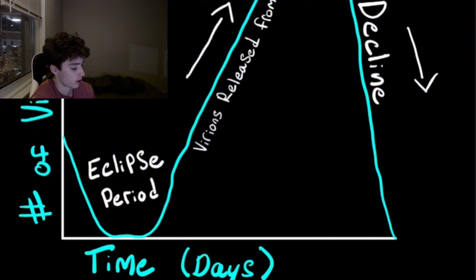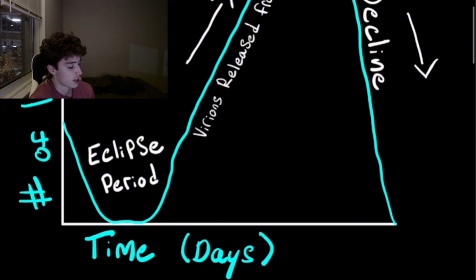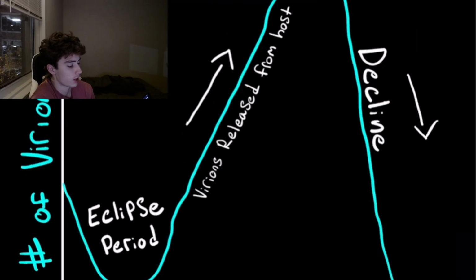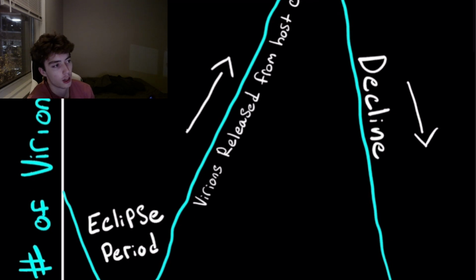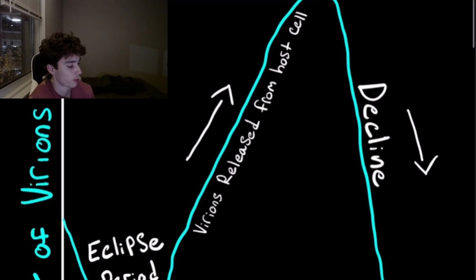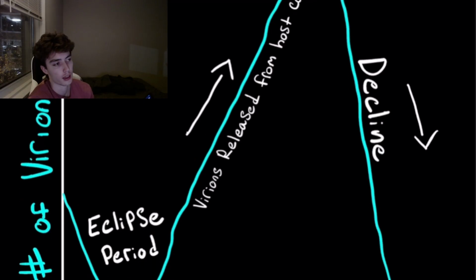Anyways, during the eclipse period, that is when the virions have entered the host cell, but there are no complete virions. This is when viral replication is starting to begin, so nucleic acid synthesis, protein synthesis. During the rise period, this is when the number of virions are increasing, so they are getting assembled and maturing into full viruses. This is also when they are starting to release from the host cell into the organism that they have infected.